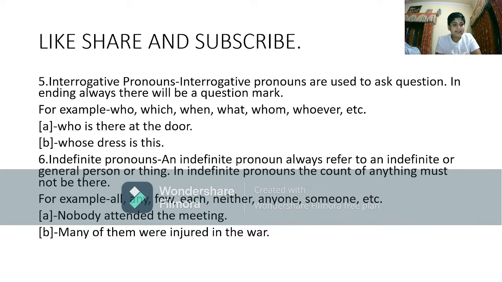First sentence example: Nobody attended the meeting. Nobody. Now B: Many of them were injured in the war. Many of them. We don't have the count that 4 of them were injured in the war, or 6 of them were injured in the war. We don't have any counting, that number.